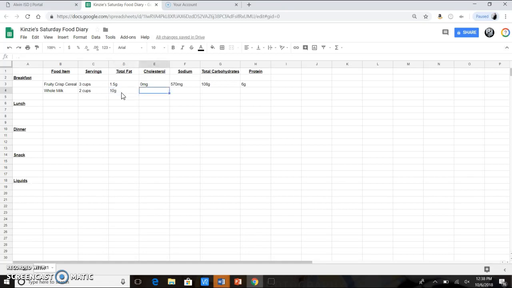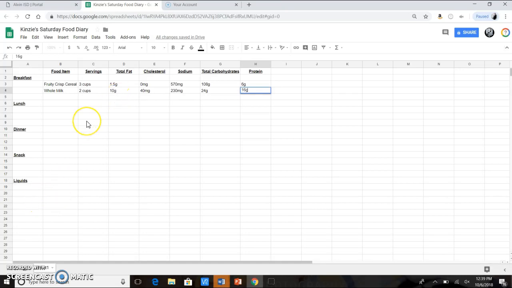Cholesterol, it says 20 milligrams. Again, times 2, 40 milligrams. Tabbing over, sodium. Sodium is 115 milligrams, so times 2, that's 230 milligrams of sodium. Total carbohydrates, 12 grams times 2, that's 24 grams. And last but not least, protein, 8 grams times 2, that's going to be 16 grams. Okay? So I have my information there for my breakfast.